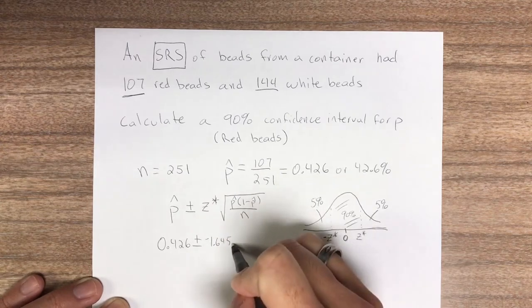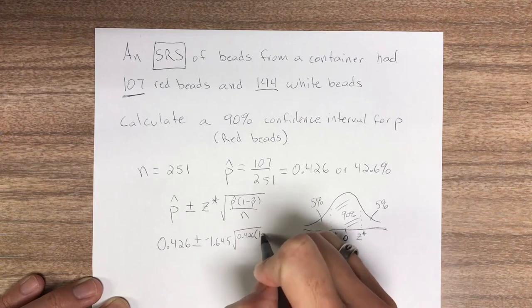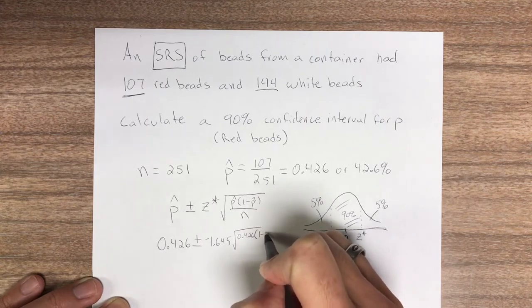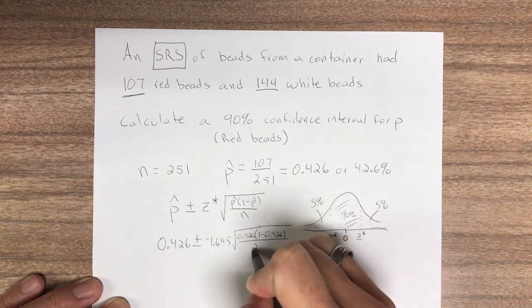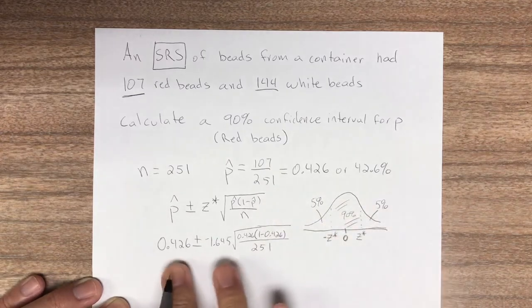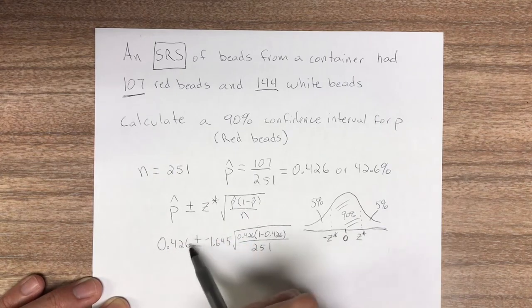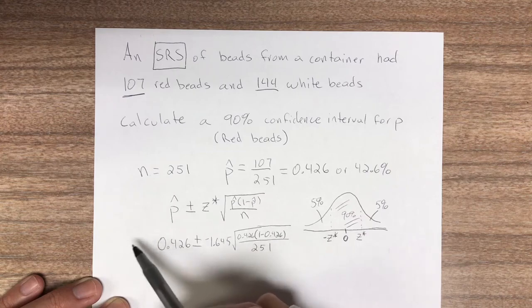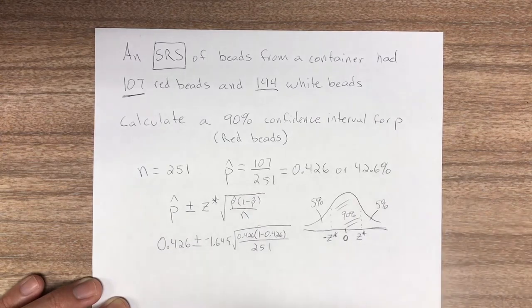And then we have the square root of my statistic, 0.426 times 1 minus the statistic again, 0.426, everything divided by the sample size, which is 251. Now you can do the math. You can actually use your calculator to find those two values. Remember, the plus and minus means you have to separate. One expression is going to have the minus, and then another expression is going to have the plus. But in your calculator, it's going to have your actual function to find the interval.